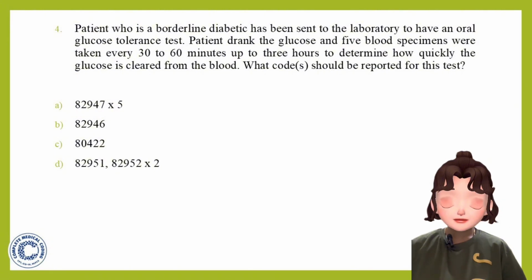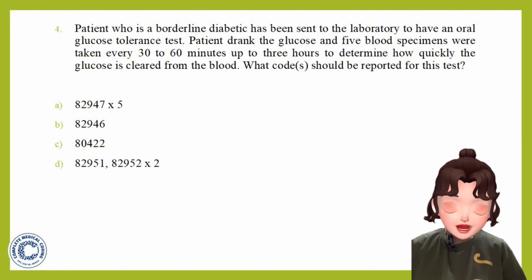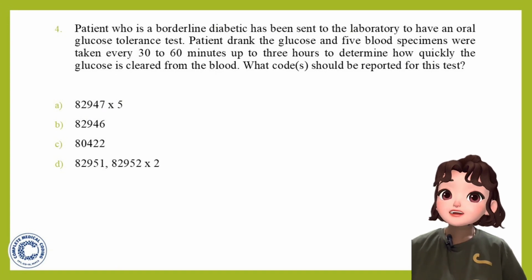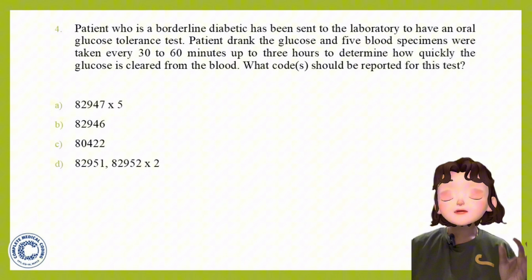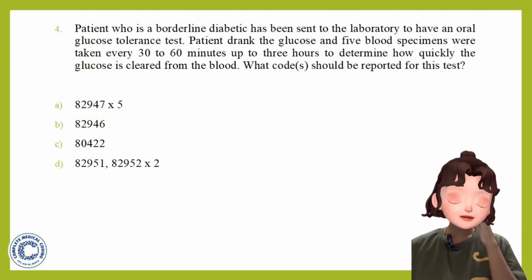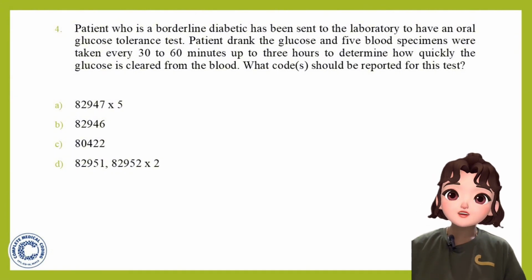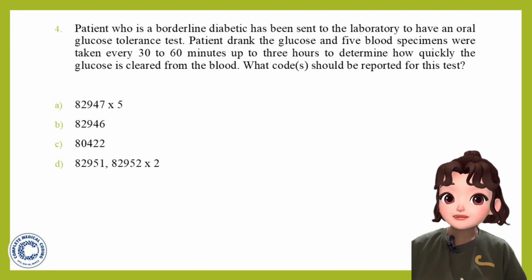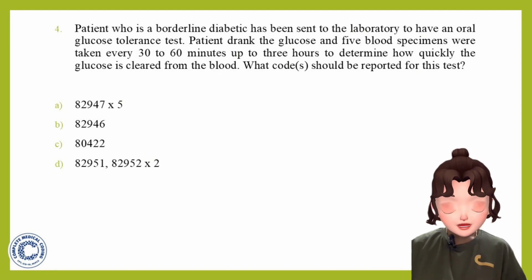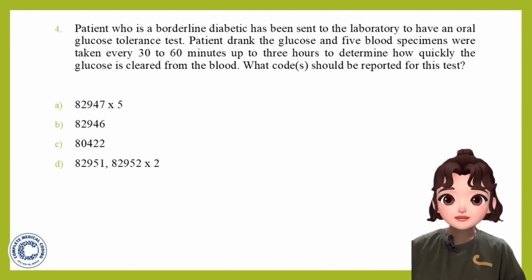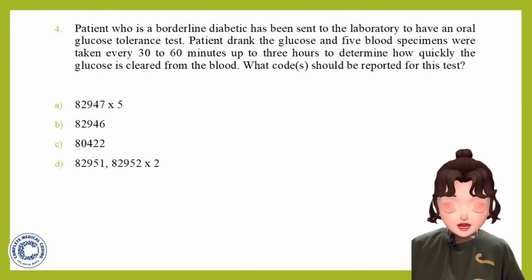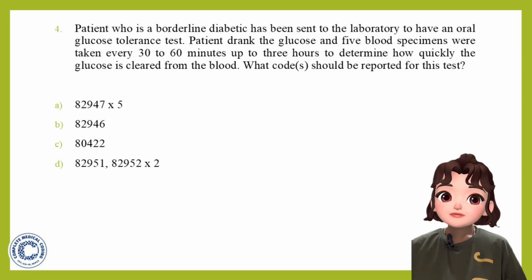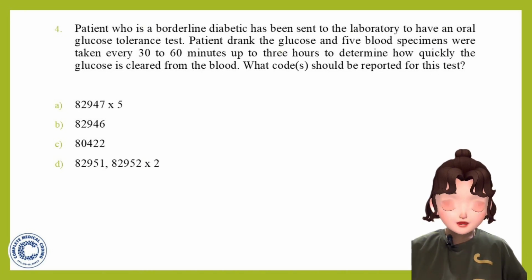And what is 82952? Again, glucose tolerance test, each additional specimen beyond 3 specimens. Here 5 blood specimens are mentioned. So up to 3 blood samples, the code is 82951 for the GTT. And each additional specimen beyond 3 specimens, you have to code 82952.